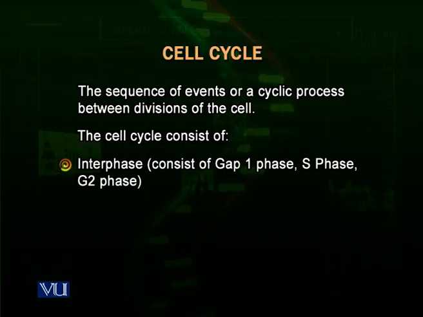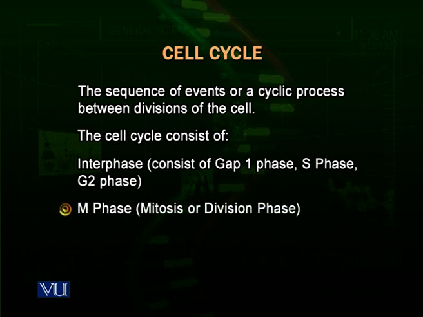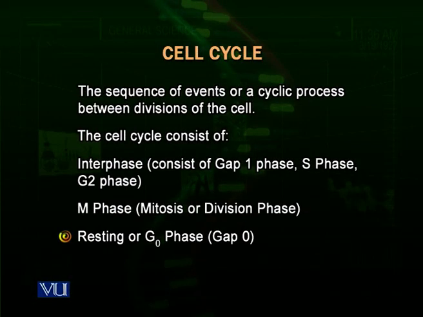One is called the interphase, which is actually a very long phase, and it consists of three subphases called G1 or gap 1, S phase or the synthesis phase, and G2 or the gap 2 phase. After the interphase, the next phase is the M phase or mitosis phase or the division phase. Interphase is actually a preparatory phase for the M phase, because the cell needs to prepare itself for division before it enters into the division phase. The G0 or the gap 0 is also called a resting stage. This is the stage when the cell does not divide.